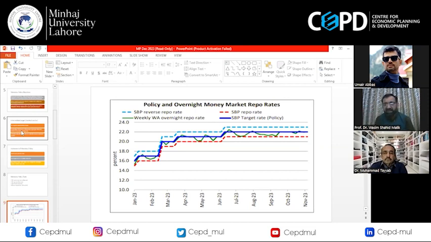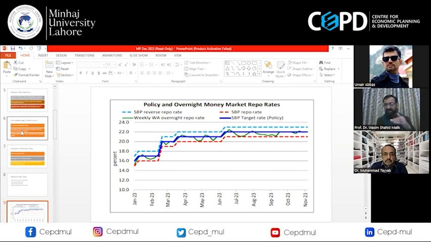Then there is the SBP reverse repo rate, which is the ceiling. And then the SBP target rate, which is basically called the policy rate, currently at 22%. This is represented by the blue line. The green line is the actual money market rate, which fluctuates around the blue line, the policy target. So basically, this is the interest rate corridor system being used by the State Bank of Pakistan.